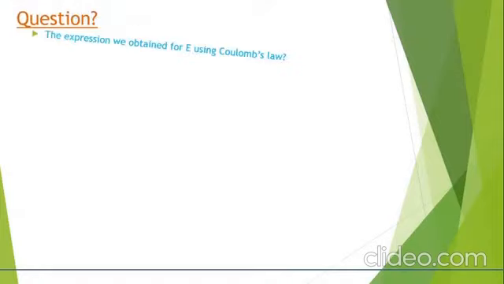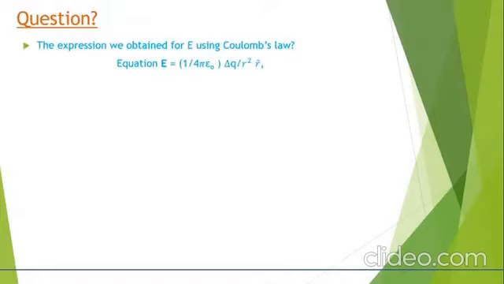Here is a question: is the relationship between the strength of the electric field and the density of the field lines consistent with the equation E equals 1 over 4 pi epsilon naught del Q by R square R unit vector, the expression we obtained for E using Coulomb's law?